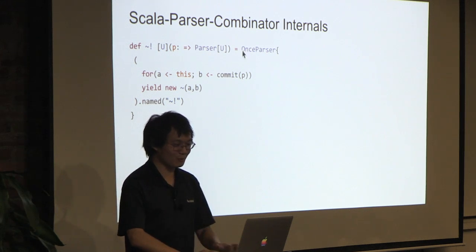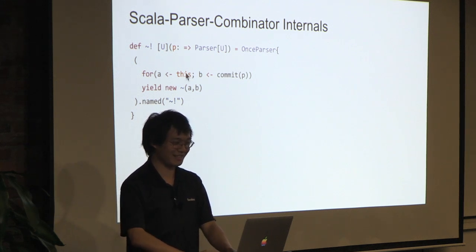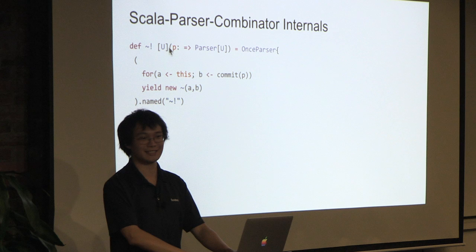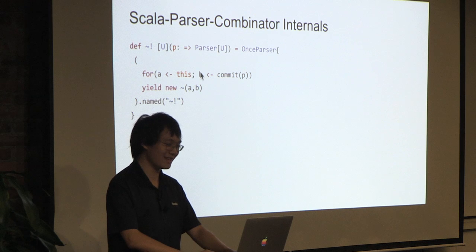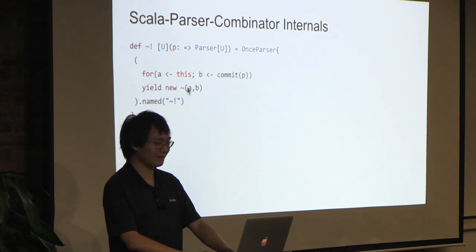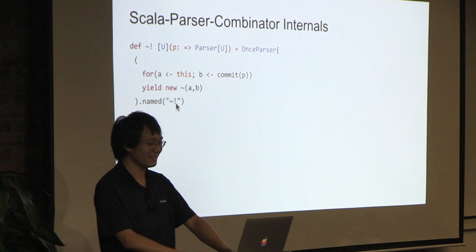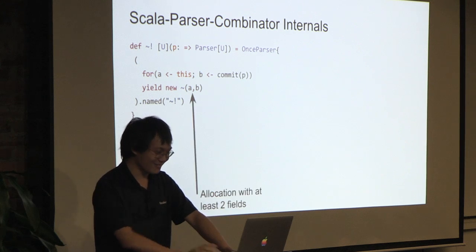So you have this once parser thing, which takes a lambda. You have this really elegant monadic thing, with this bound to A, P passed into this commit thing, with P itself being this lambda, or by-name parameter, which gets wrapped in a lambda, gets bound to a B, and then returns this new tilde thing, which has A and B inside, and then I name it. Very elegant, very FP, very monadic, very slow. So let's look at why it's slow.